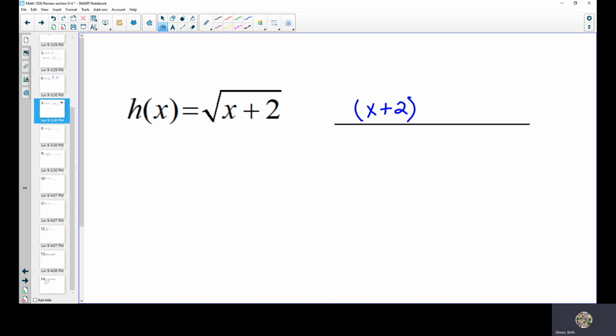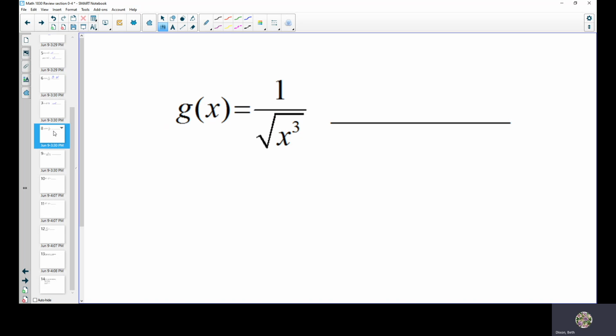Well, there is no power on the x plus 2, so it's as if x plus 2 would be to the first power. If I wrote it in its original form, I could put the x plus 2 to that first power. So the square root of x plus 2 can be rewritten as x plus 2 in parentheses to the 1/2 power. Okay, let's look at the next one.